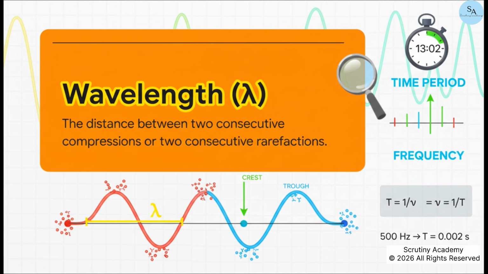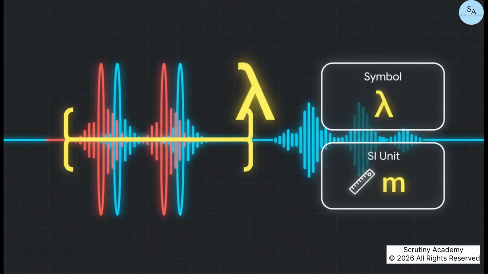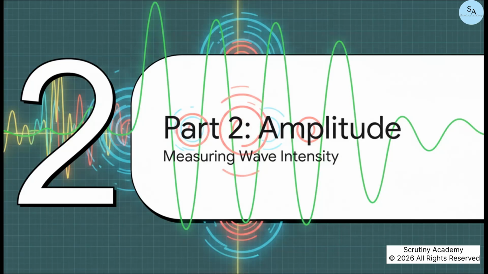So the wavelength is just the physical distance from the start of one compression to the start of the next one. It's a real physical length, something you could literally measure with a ruler if you could see it. In physics, we have a shorthand for this, of course. We use the Greek symbol lambda. And since it's a measure of length, its standard SI unit is, you guessed it, the meter. Makes perfect sense, right?